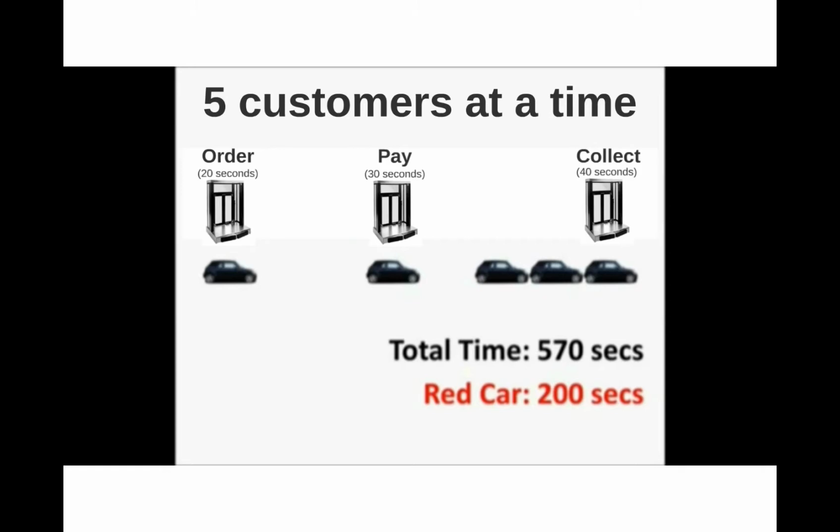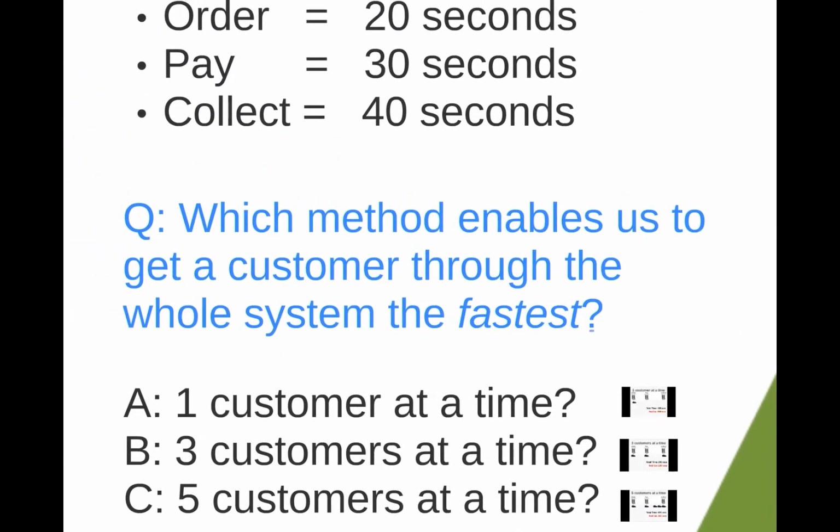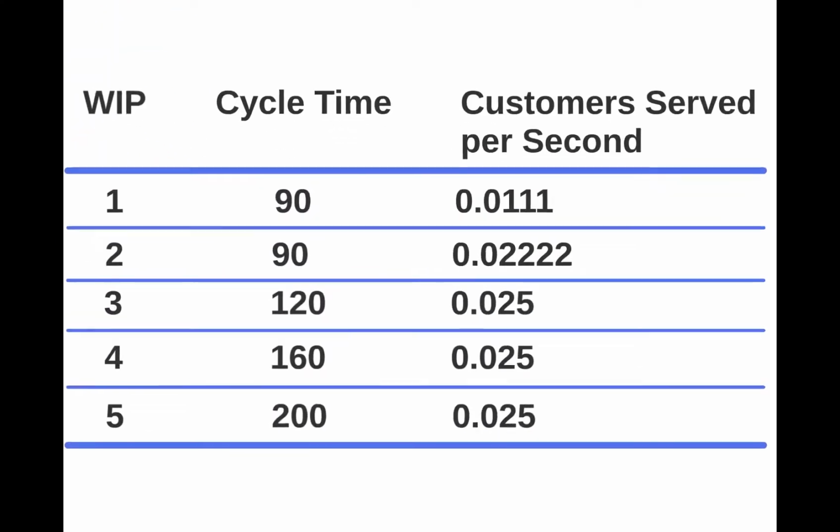And as a result, 200 seconds. So just by having more things in the system, things go slower. So I decided to plot it out for you, work in progress from 1 all the way through to 5. I also looked at the number of customers served per second in terms of time.